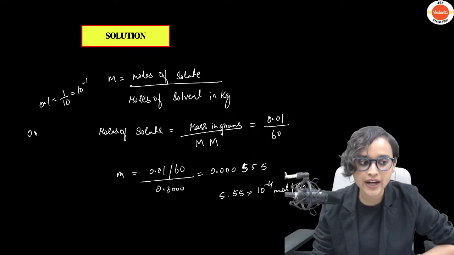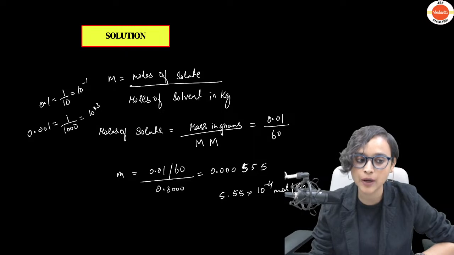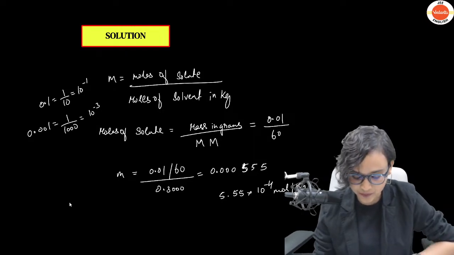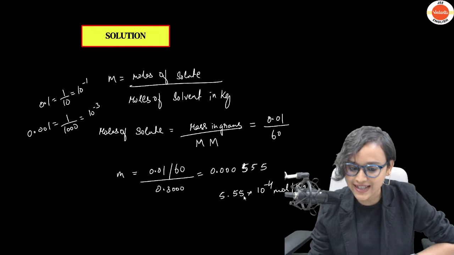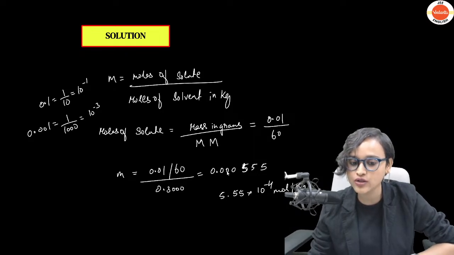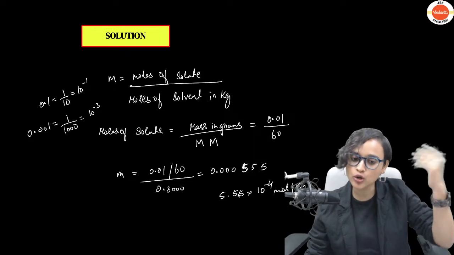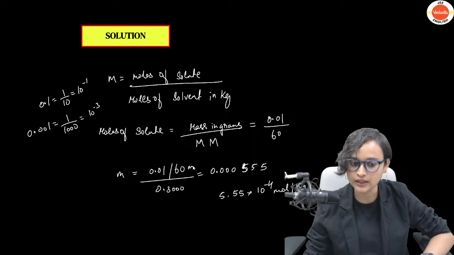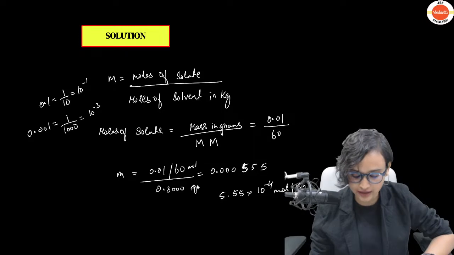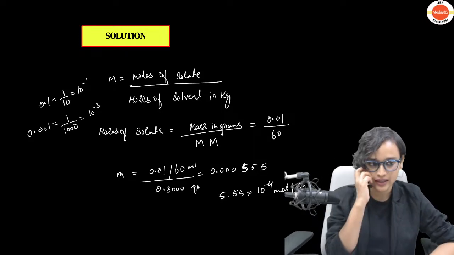Now if I write 0.001, that means what? It means 1 divided by 1000. That means how can I write it? 10 to the power minus 3. Can I write it like this? So exactly that's what I wrote, 0.000555. So now what I wrote is 10 to the power minus 4 mole per kg, because this is mole and this is kg. That's it. Understood?